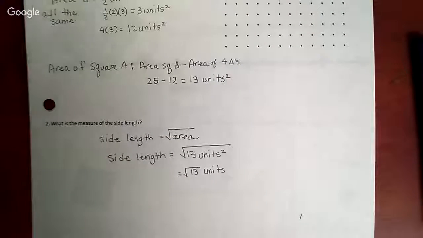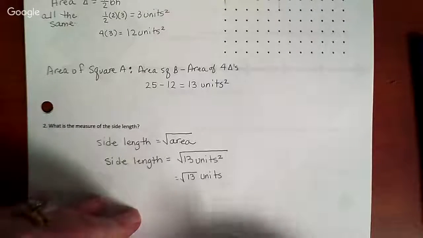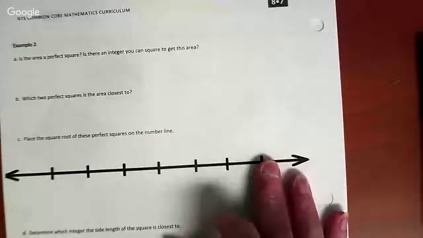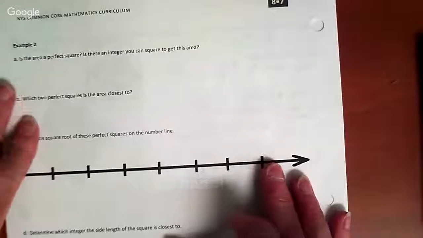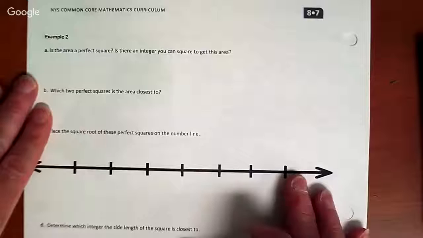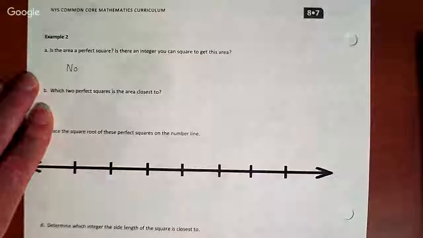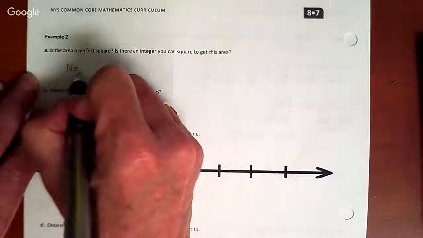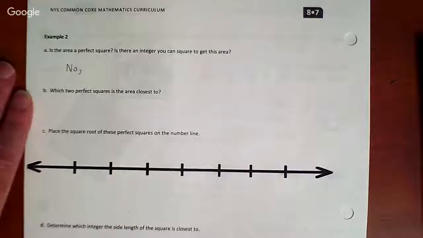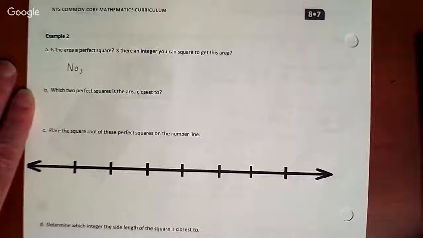Okay? So next, it says, is the area a perfect square? The answer is no, it's not. Is there an integer you can square to get this area? No. Okay. But it says, which 2 perfect squares is the area closest to?